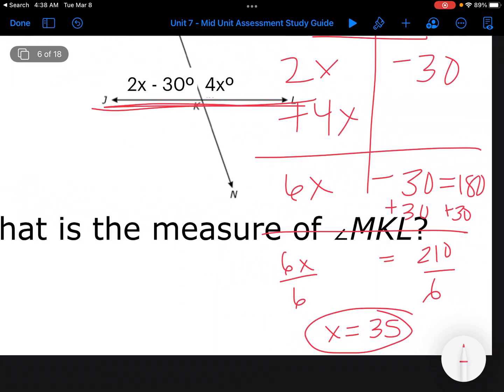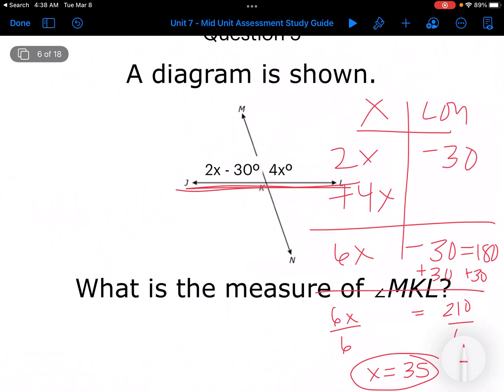But that's not what they want. They want to know what angle MKL is. So MKL is this one. So 4 times 35, 140 degrees.